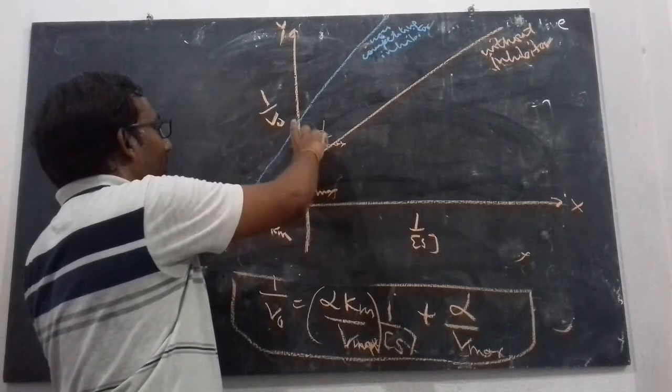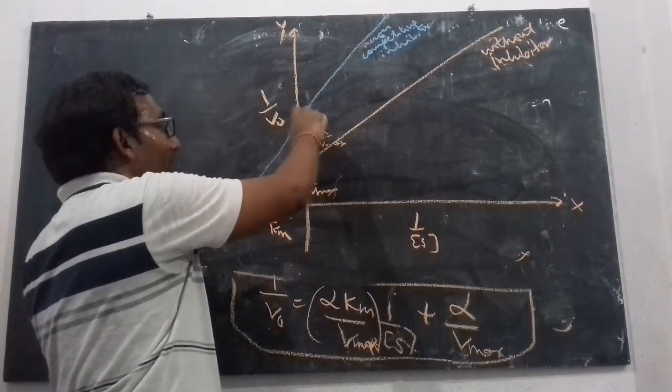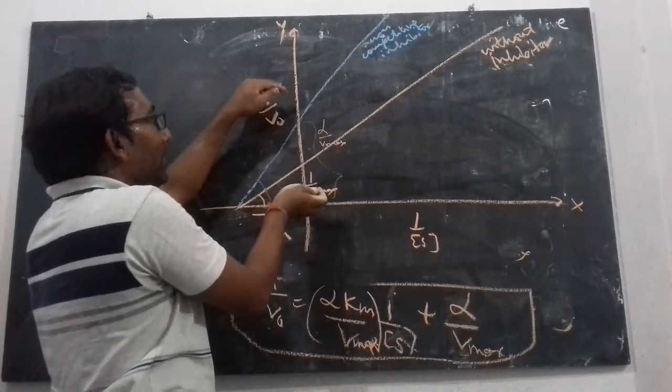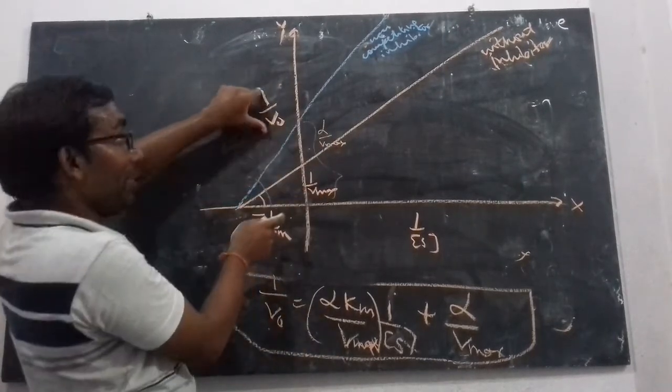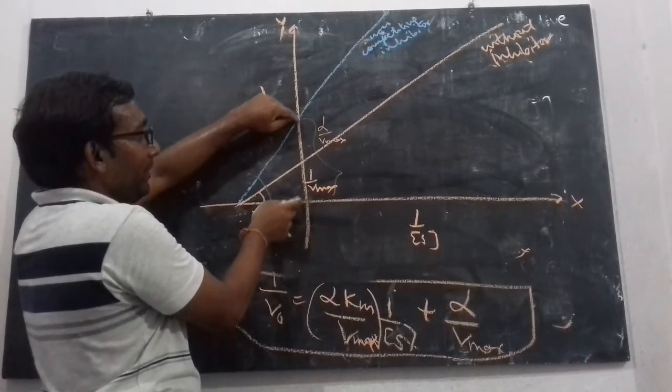So since alpha has become alpha by Vmax, 1 by V naught is equal to this much. So V naught is of course decreased. You see, it is not just V naught, it is 1 by V naught. So the total value of Vmax has decreased.